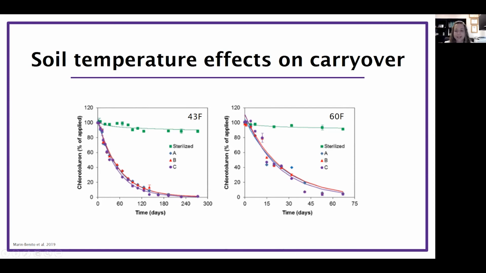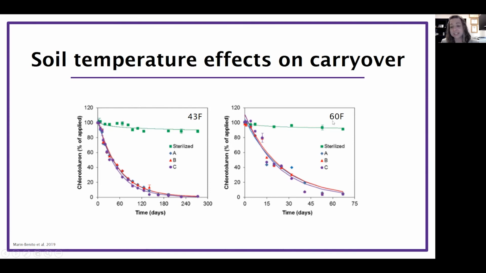So in this case, first thing I want to point your attention to is this green line here, which is just showing soils that didn't have any microorganisms. So you can see that the microbial activity was really important for breaking down this particular herbicide. But you can see the differences in temperature just by looking down here at the length of the x-axis. So at the lower temperature, the 43-degree temperature, they had to carry this data collection out all the way to nearly 300 days. So they started leveling this line off somewhere about 120, 180 days.